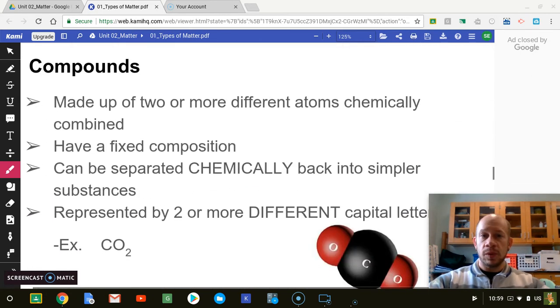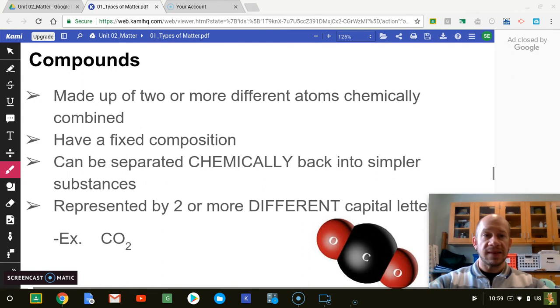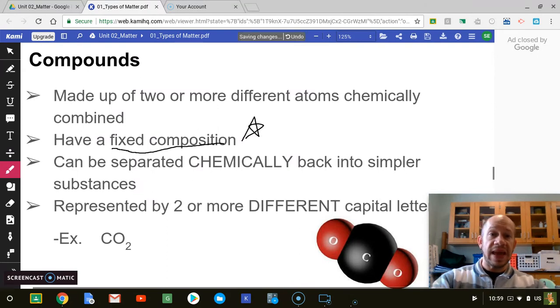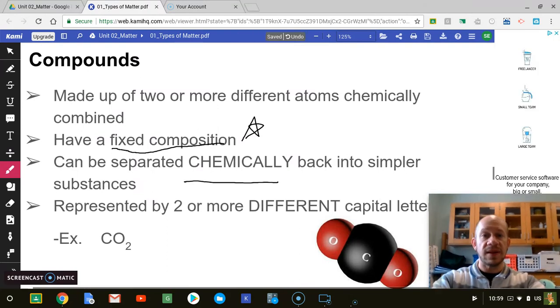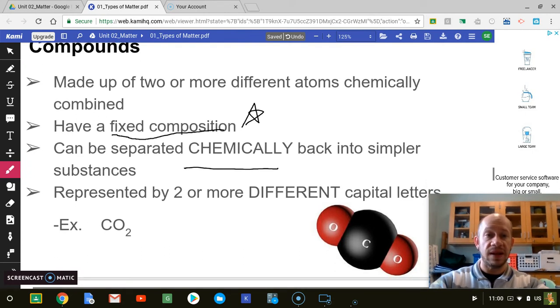Compounds are made up of 2 or more different atoms chemically combined. They have a fixed composition, so that's an important phrase to remember. They can be separated chemically back into their simpler substances. And we're going to represent that by 2 or more different capital letters, such as carbon dioxide.